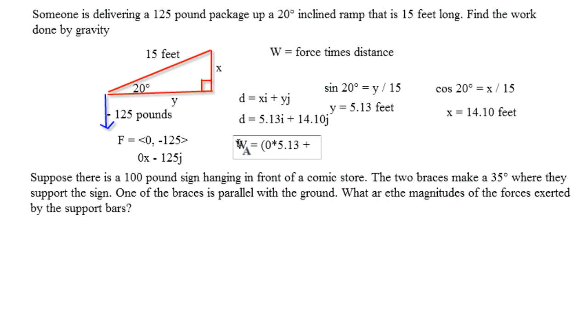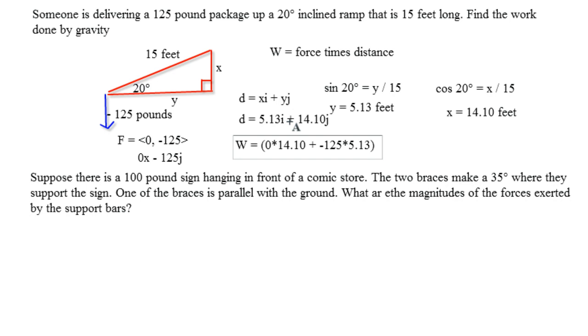Plus, what is that? Negative 125 times 14.1. Wait, I just realized I mixed those two up. Holy schnickies. Yeah, I'm going to go back. These two should be reversed. So that should be 14.10 plus negative 125 times 5.13. And if you remember, I had them just mixed up here, so just reverse those two.